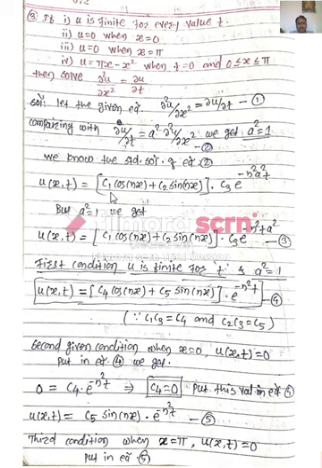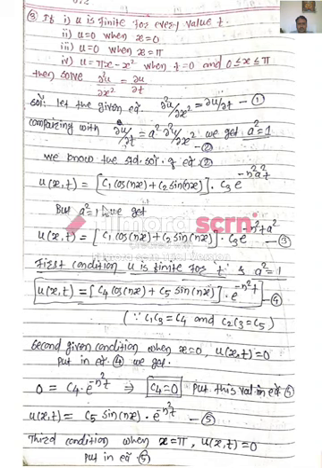Then we know the standard solution of the one-dimensional heat flow equation, that is u(x,t) is equal to (c1 cos nx plus c2 sin nx) into c3 e raised to minus n² a² t. So this is the standard solution as we saw in the previous lecture. In this standard solution we have to put the given conditions.